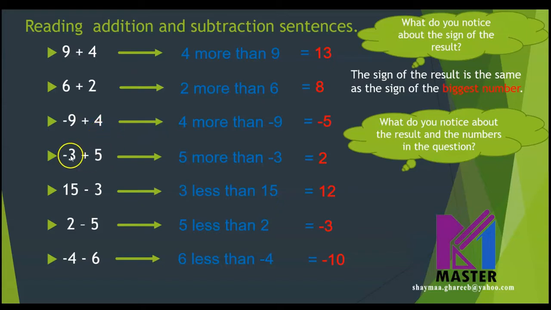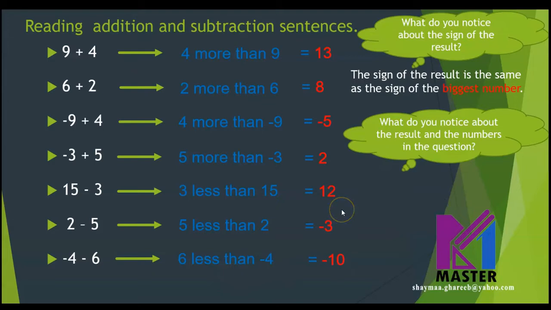What about the next one? I have 3 and 5. Is 2 the sum of them? No. It is the difference between 3 and 5. What about 15 and 3 here? The answer is 12. 12 is the difference. And here as well, 2 and 5, 3 is the difference. Here, 4 and 6, 10 is the sum or total.